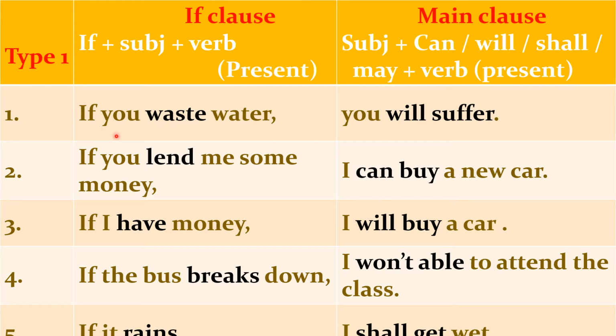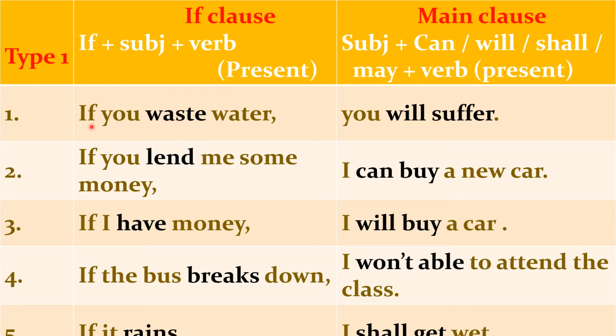See the first example. If you waste water, you will suffer. If you waste water is the if clause. You will suffer is the main clause. You will suffer gives meaning. It's a full sentence. It gives full meaning. So this is a main clause. If you waste water doesn't give full meaning and it depends on some other part to give full meaning. So this is a subordinate clause or if clause or conditional clause.